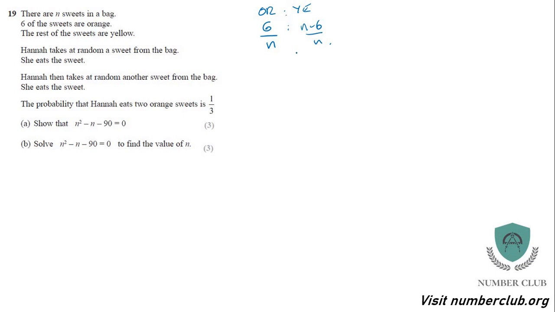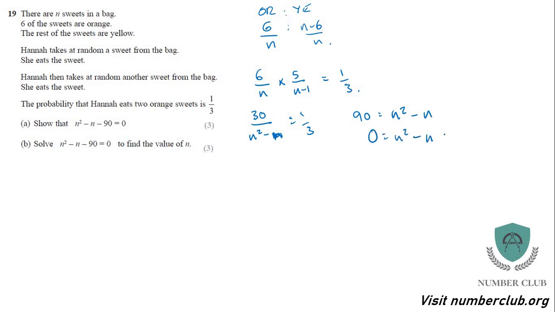Hannah takes at random a sweet from the bag. She eats the sweet, so this is non-replacement. Hannah then takes another sweet from the bag. She eats the sweet. The probability that she eats 2 orange sweets is 1/3. So she starts off with 6 over n, which is her first orange, multiplied by 5 over n minus 1. And that will equal 1/3. And so we'll get 30 over n squared minus n, should be just an n there, is equal to 1/3. And so 90 will equal n squared minus n. And so 0 equals n squared minus n minus 90.